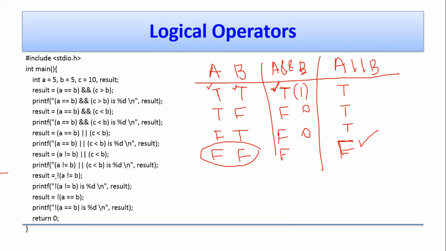So NOT means complement. The complement of A is here false. This is false, this is true. Because false means the complement. The NOT operator means the complement.